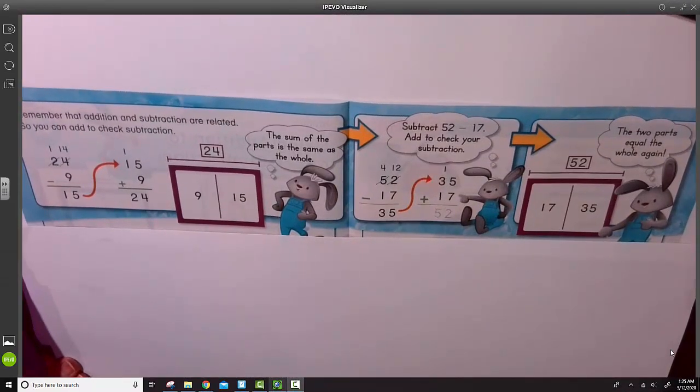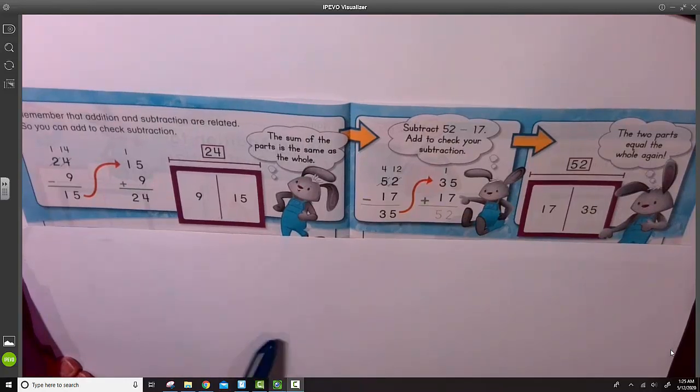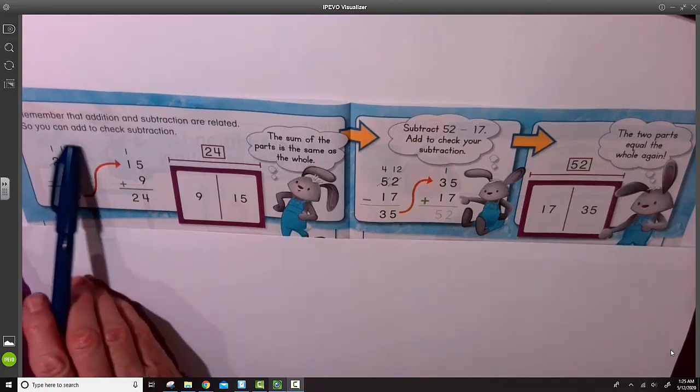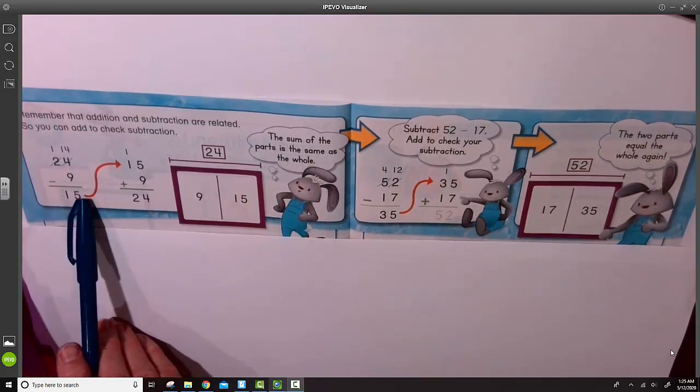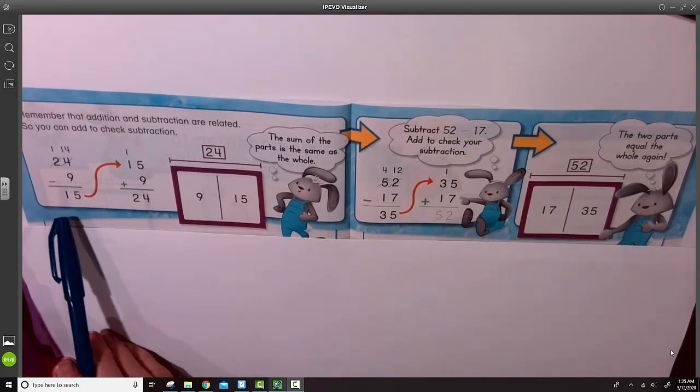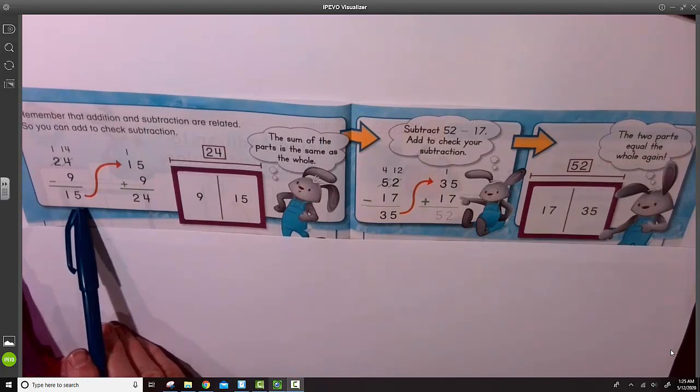Lesson 9-7 is not a new concept for you. You have been checking your subtraction with addition since the beginning of the year. But for practice purposes, we'll discuss that concept one more time. So the problem has been completed for you. 24 minus 9 equals 15. The next step is to check with addition.